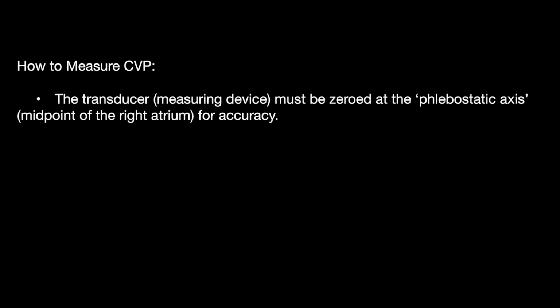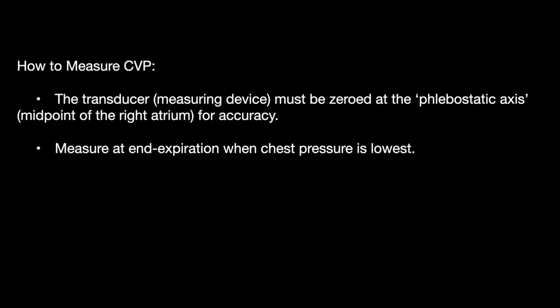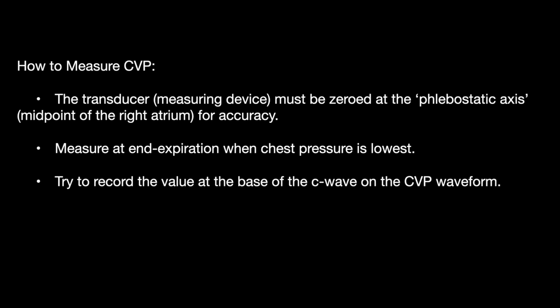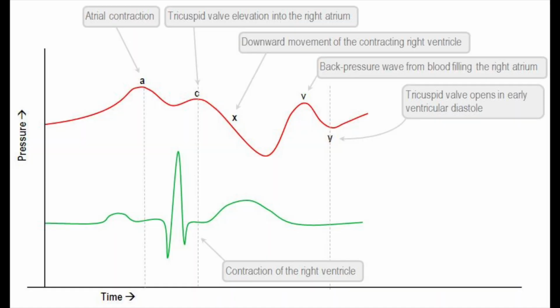How do we measure it? The transducer, that is the measuring device, must be zeroed at the phlebostatic axis, that is the midpoint of the right atrium, for accuracy. Measurement must be done at end expiration when the chest pressures are lowest. Try to record the value at the base of the C wave on the CVP waveform. This is a very important concept that you must understand. You measure it at the end expiration and at the base of the C wave.